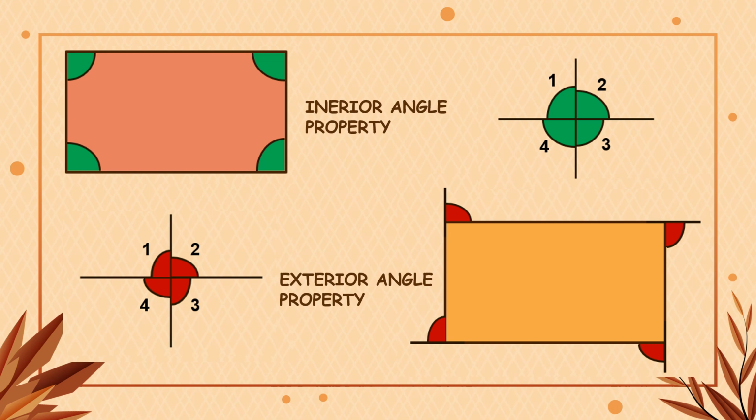Okay, so from this experiment, what can we conclude? That the exterior angle sum property is equal to 360 degrees. Also, the interior angle sum property is equal to 360 degrees. Hope you have understood.